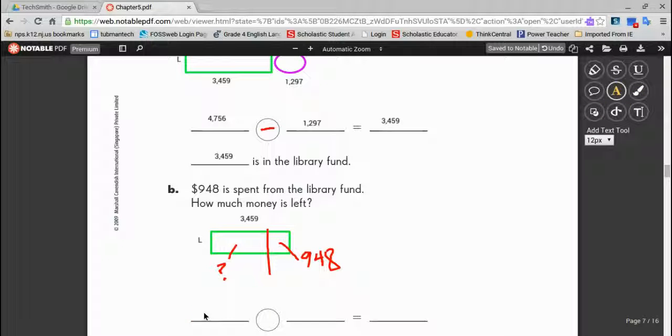Alright, so over here, let's write that down. 3,459. And over here we have 948. And again, this is a part. We're splitting up into the parts, so that means we are subtracting. So let's line this up and down. 3,459, and we're going to subtract that 948.